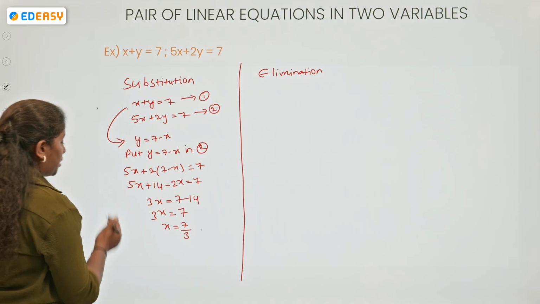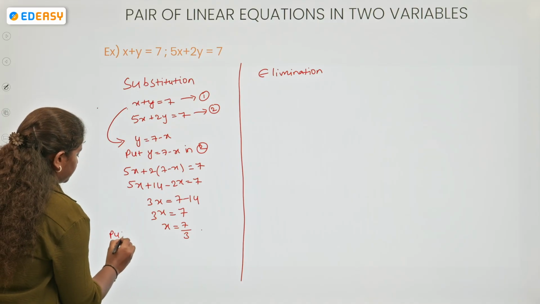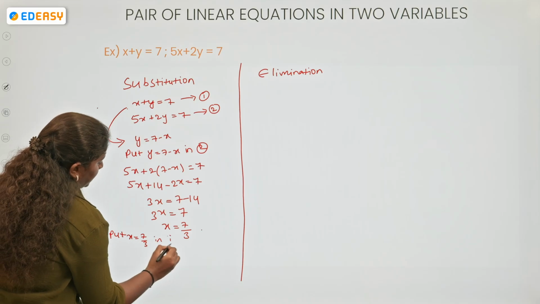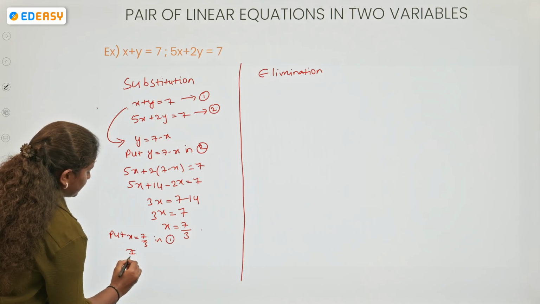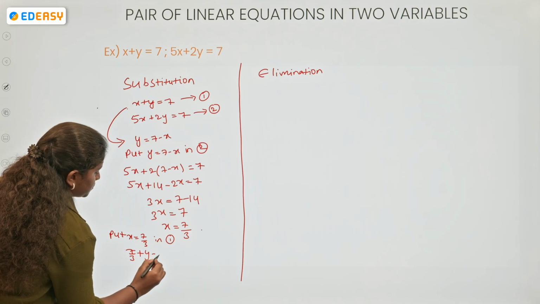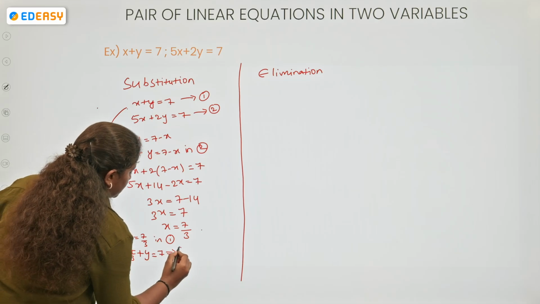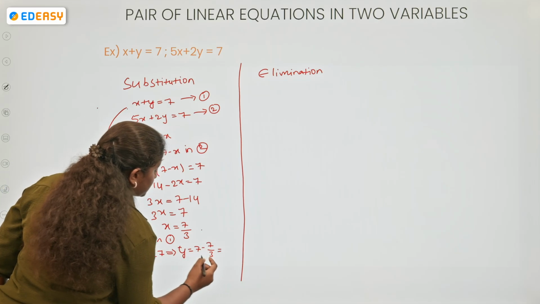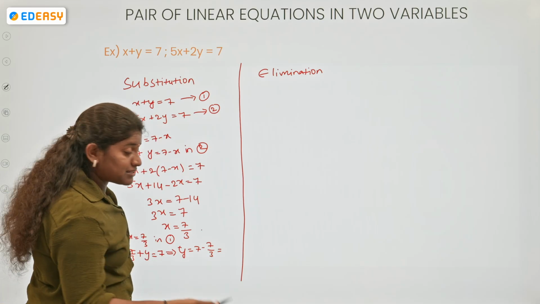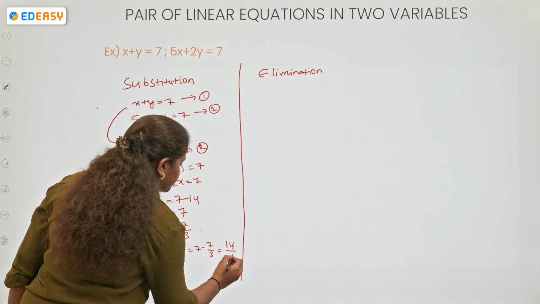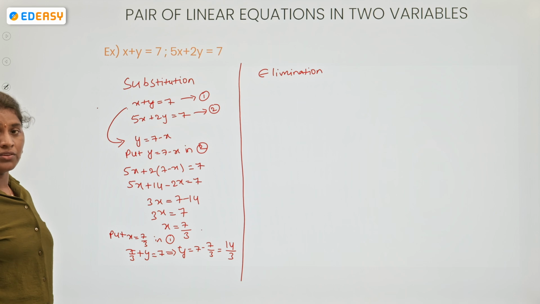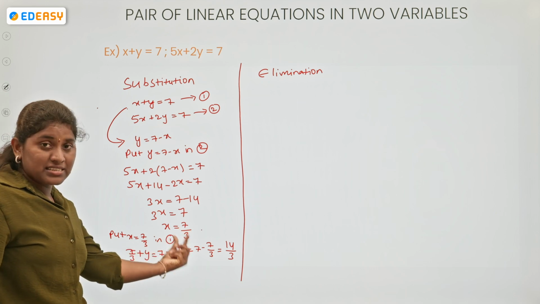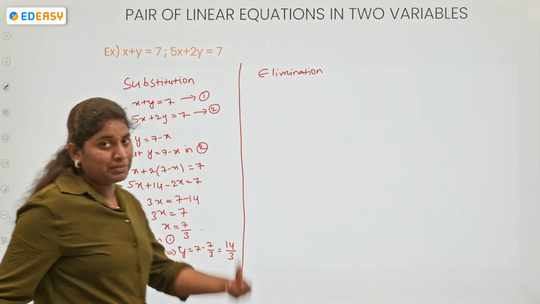Okay. So now put x equals to 7 by 3 in equation 1. So 7 by 3 plus y equals to 7. From this, y equals to 7 minus 7 by 3. So 7 3s are 21. 21 minus 7 will give you 14 by 3. Okay. Clear about this, everyone? Yes. Any doubt? So we got x value as 7 by 3 and y equals to 14 by 3.